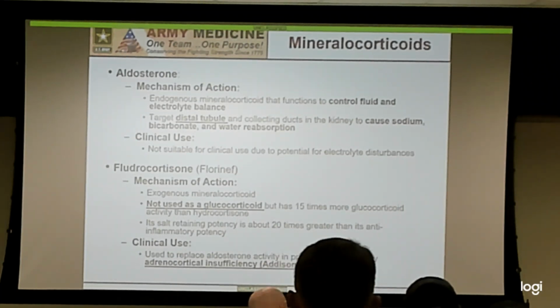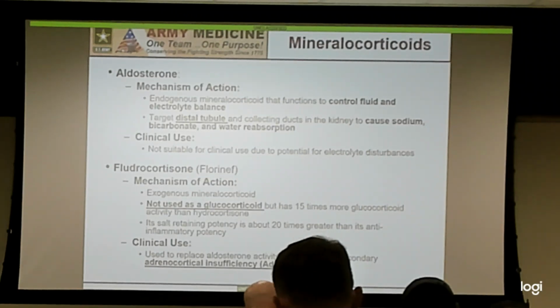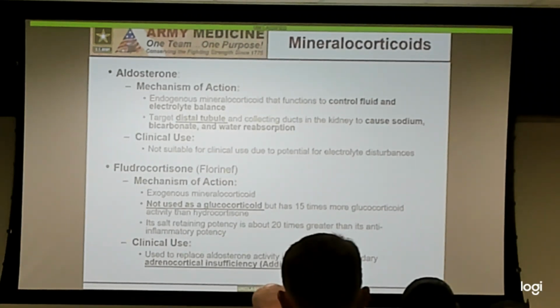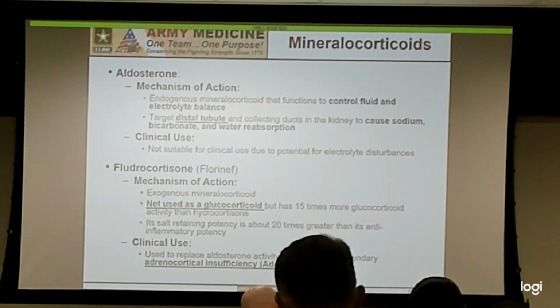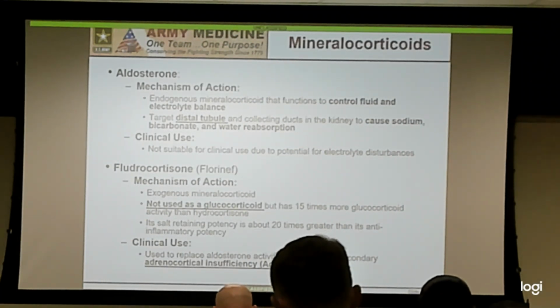So if we put that on our chart, it would be all the way down at the bottom, right? Because it is that potent, but that's not what we're using it for. Salt retaining potency is 20 times greater than its anti-inflammatory. So that is a big deal. That is what we are trying to use it for. We are targeting that reabsorption of our sodium, our bicarb, the water. Water follows salt.